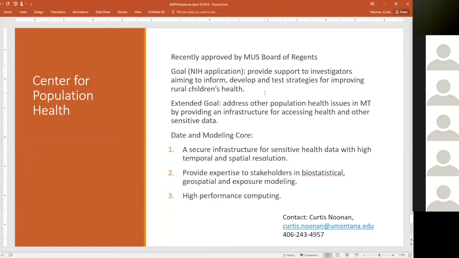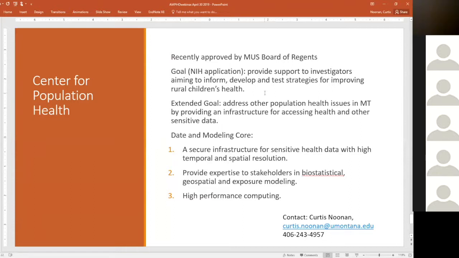But we plan to have a more expanded goal that is really about more generally dealing with any population health issues that we face in Montana, particularly in our rural communities, and how we can better capture data, health data, and other sources of data to inform the questions and the solutions, of better understanding the answers to the questions, but also informing the solutions to improving children's health.